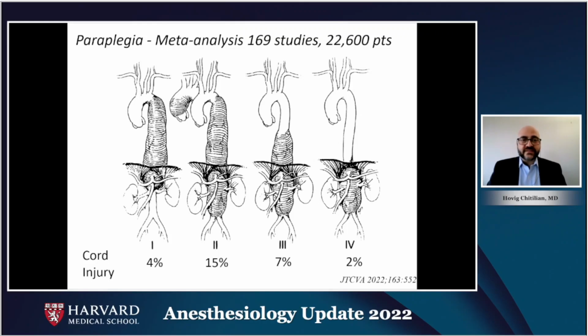A recent meta-analysis of 169 studies comprising 22,000 patients yielded the following pooled incidence of this complication as broken down by Crawford classification of the aneurysm. So the risk of spinal cord injury was about 4% in patients undergoing type 1 repair, 15% in patients undergoing type 2, 7% in type 3, and 2% in type 4. It is notable that for high volume aortic centers, the risk is a lot lower in these instances.